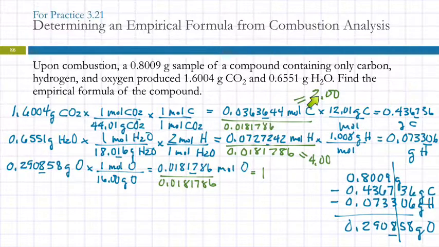So 2 is the subscript for carbon, 4 is the subscript for hydrogen, 1 is the subscript for oxygen. So it's C2H4O, is my empirical formula. Any questions? That's kind of an involved problem. That's the sort of thing that shows up at the end of an exam as a show your work problem that's worth more points than the multiple choice. That was a hint.